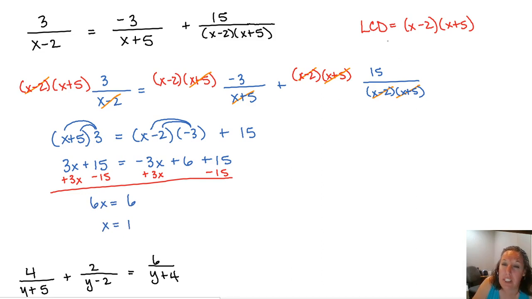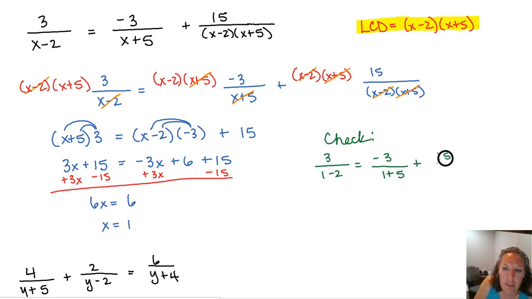You always want to check this. The main thing that you're wanting to check is, does that make your LCD equal to 0? Typically, if you did everything right, all of your arithmetic was right, and it doesn't make your LCD equal to 0, that'll be your solution. But the best thing to do is to always check by plugging back into the original. So we get 3 over 1 minus 2 equals negative 3 over 1 plus 5, plus 15 over 1 minus 2 times 1 plus 5.